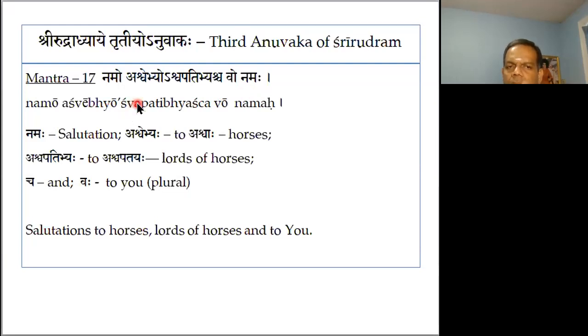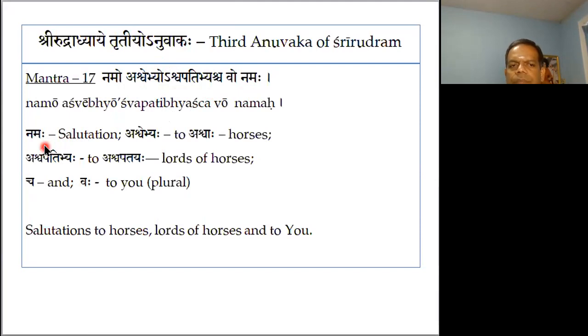Let's look at the pronunciation aspect. Ashva, I think it should be simple. Bhya, again, bhya is the fourth letter in the pa varga, so it has to be aspirated with force. This S shape is called avagraha. I have discussed this before; it is a silent A. Ashva, pati, bhyascha, again bhya is the fourth letter in the pa varga, so it has to be aspirated.